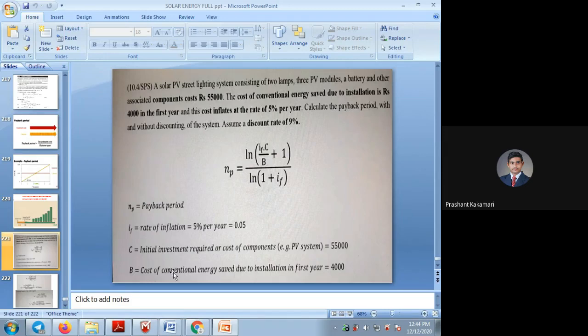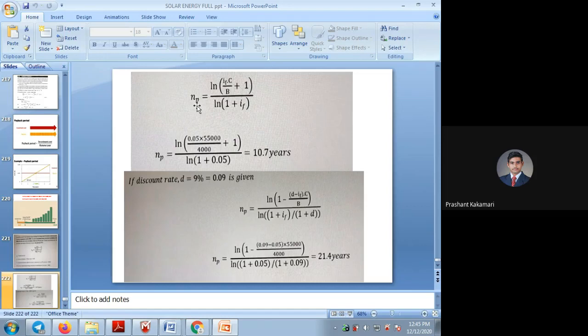Inflation rate is 5%. B is the saving by the conventional system. So after avoiding the conventional system and going for the PV street lighting, the saving per year is 4,000 rupees. So that saving B is 4,000. Inflation rate is 5%, 0.05. So all values are substituted. Now one can find out the payback period, which you have to write in years. So ln of (0.05 into 55,000 divided by 4,000 plus 1) divided by ln of 1 plus 0.05. So in 10.7 years, all the amount invested today, with savings per year, after 10.7 years the net amount will be zero. Whatever is invested, whatever is gained, after 10.7 years you are going to get only the returns. Only the profit will be there after the 10.7 years.